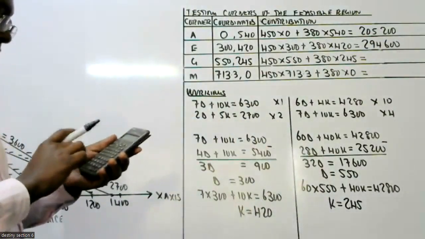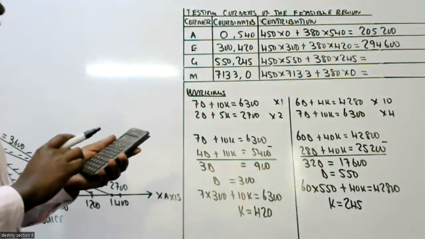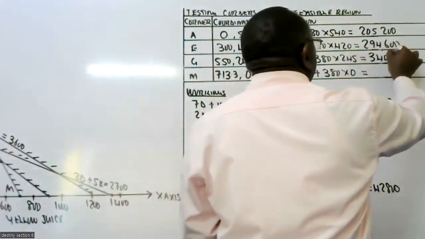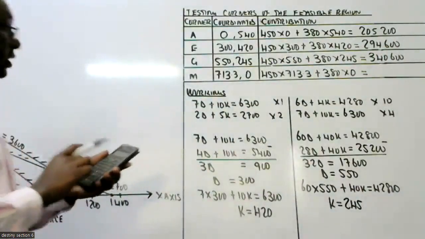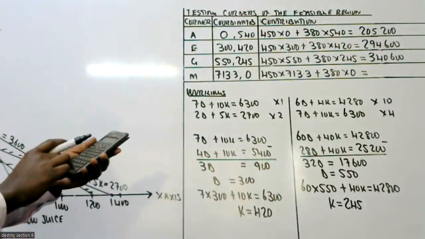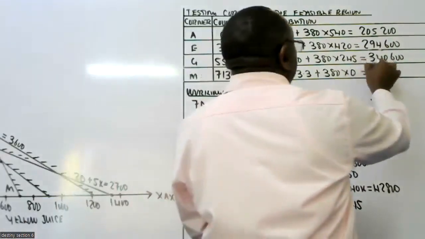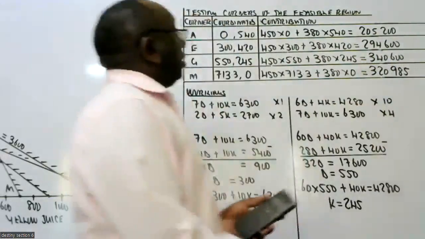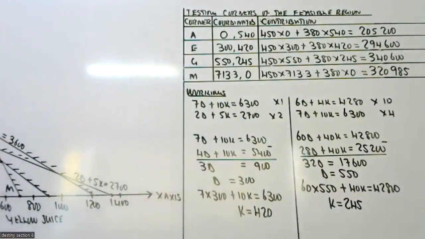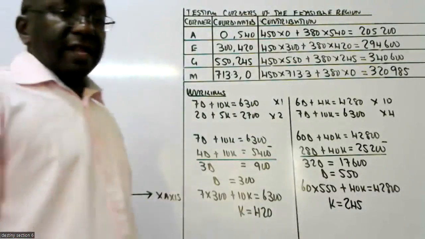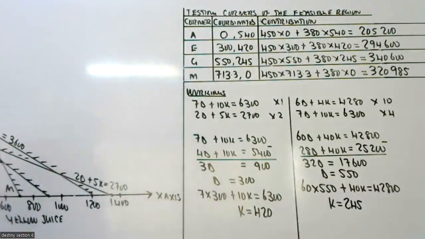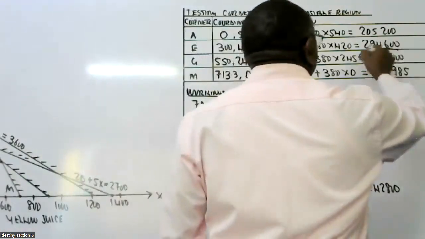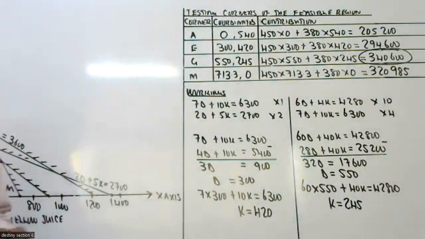Then 450 times 550 plus 380 times 245 is 340,600. Then 450 times 713.3 is 320,985. So once you get those values, you pick the highest. The highest is this one. So that's the one that we are going to pick.